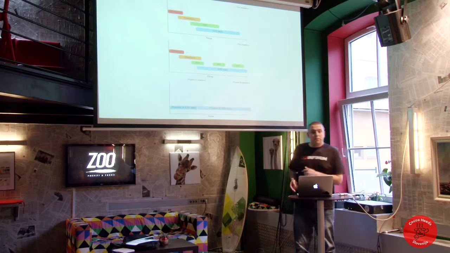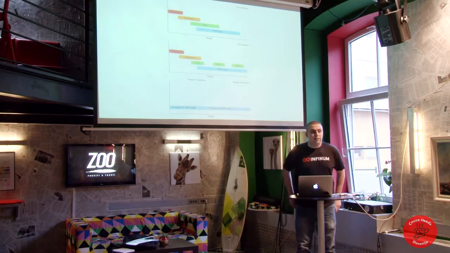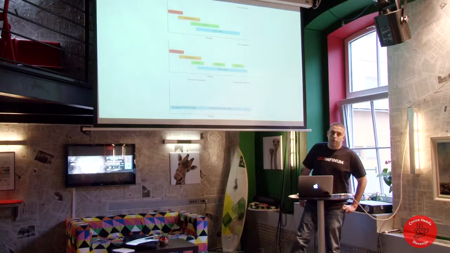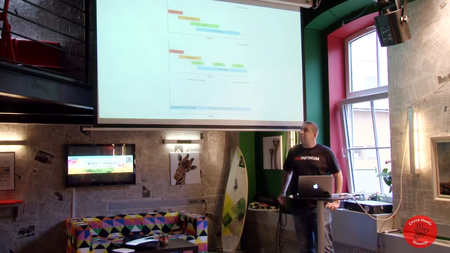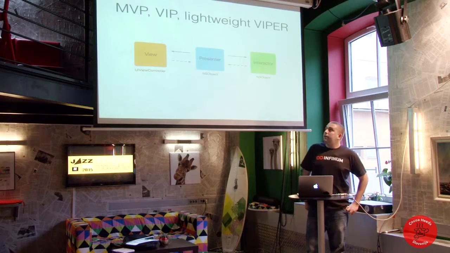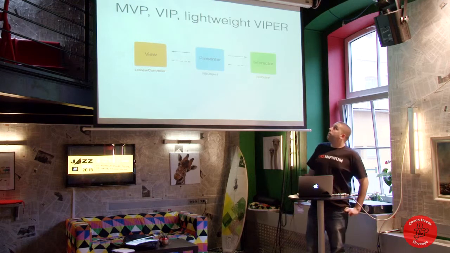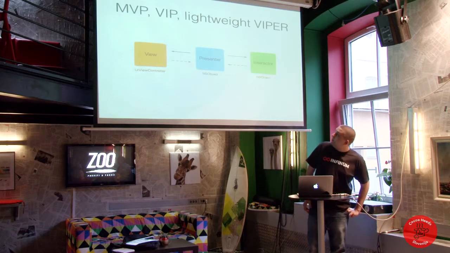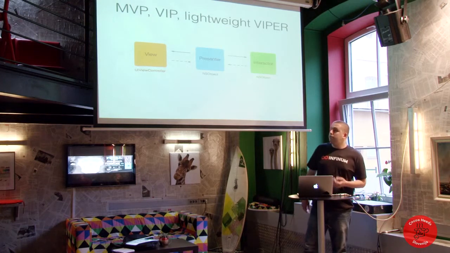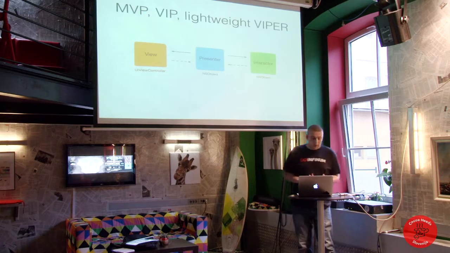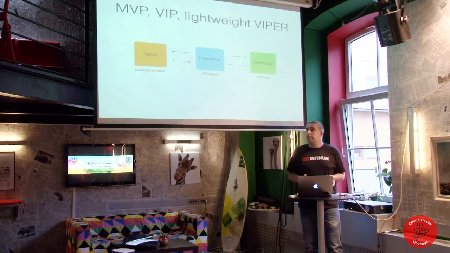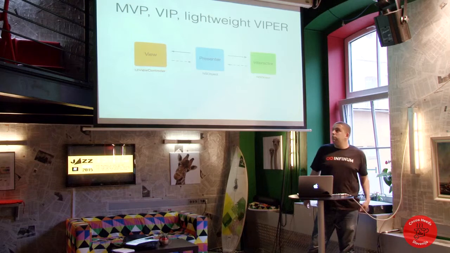So next I'm going to switch to architectures. How many of you used or heard of MVVM or MVP or Viper or anything? Okay. So basically we use the MVP pattern, which can also be called VIP or lightweight Viper. It stands for Model View Presenter. That's why I don't like the name MVP, because it's actually VIP, which is View Presenter Interactor. It's a really good alternative for MVC in Cocoa, which in Cocoa stands for Massive View Controller, because everything ends up in the view controller.